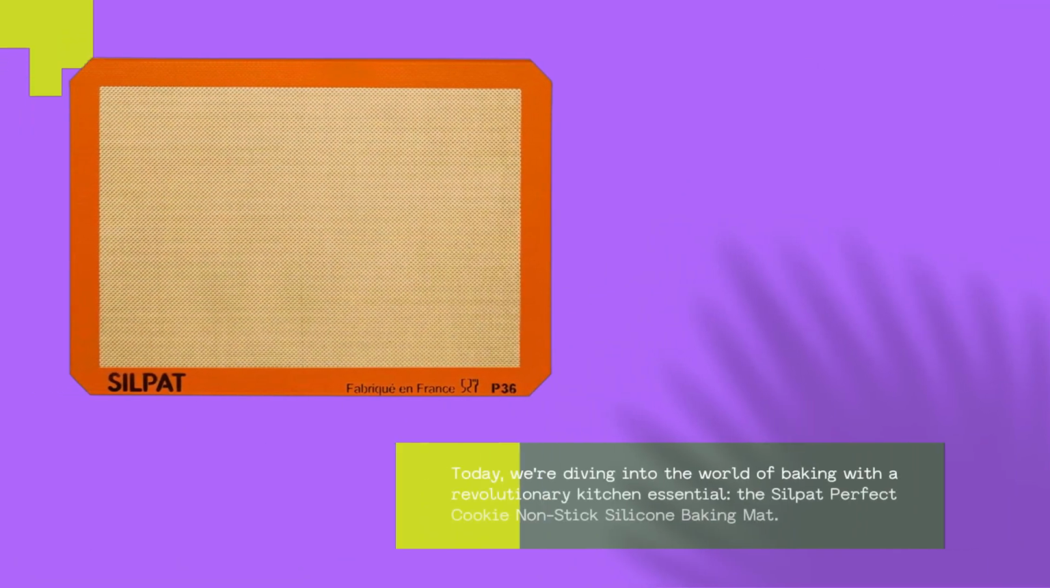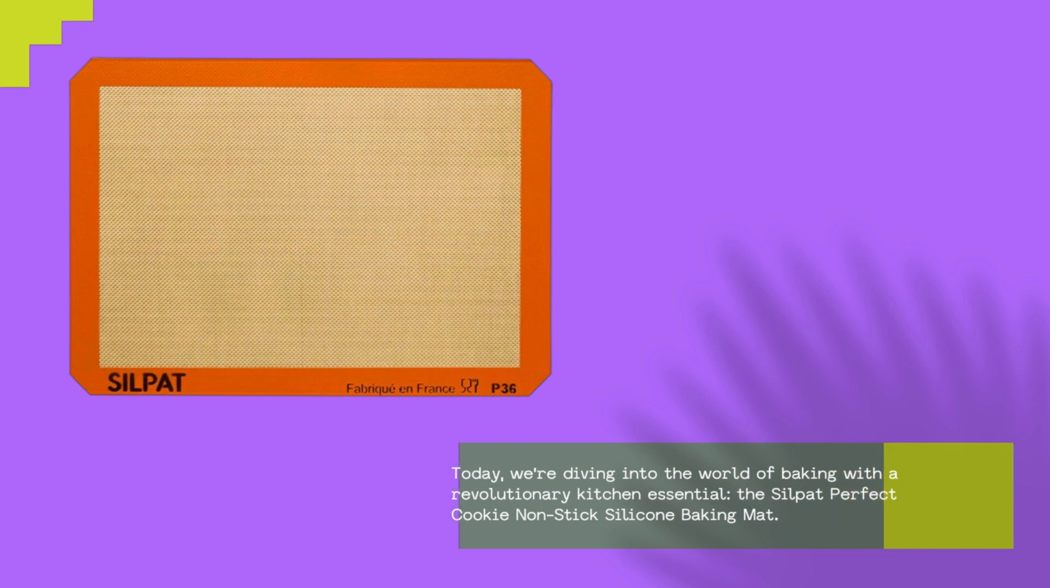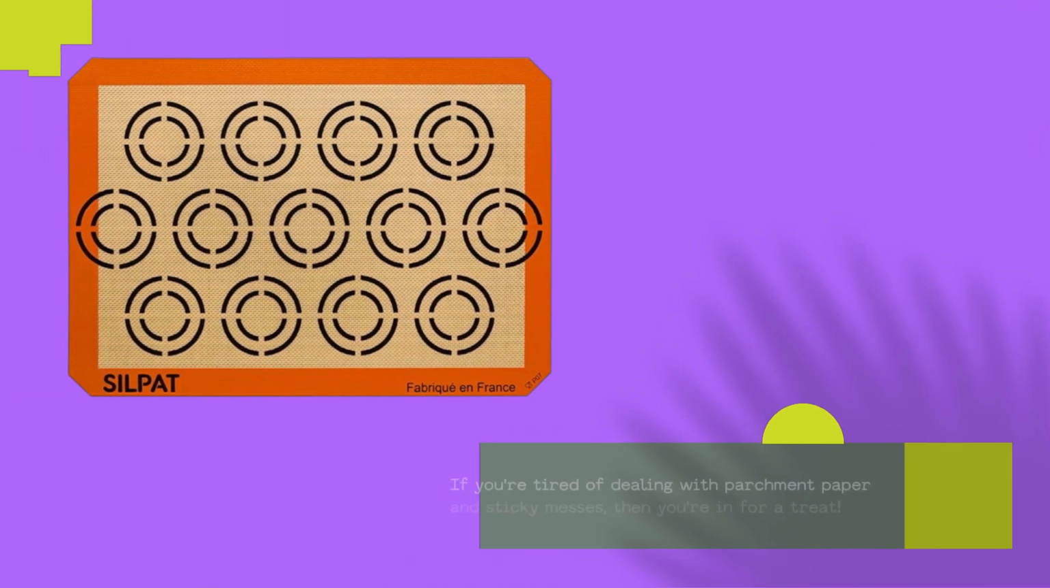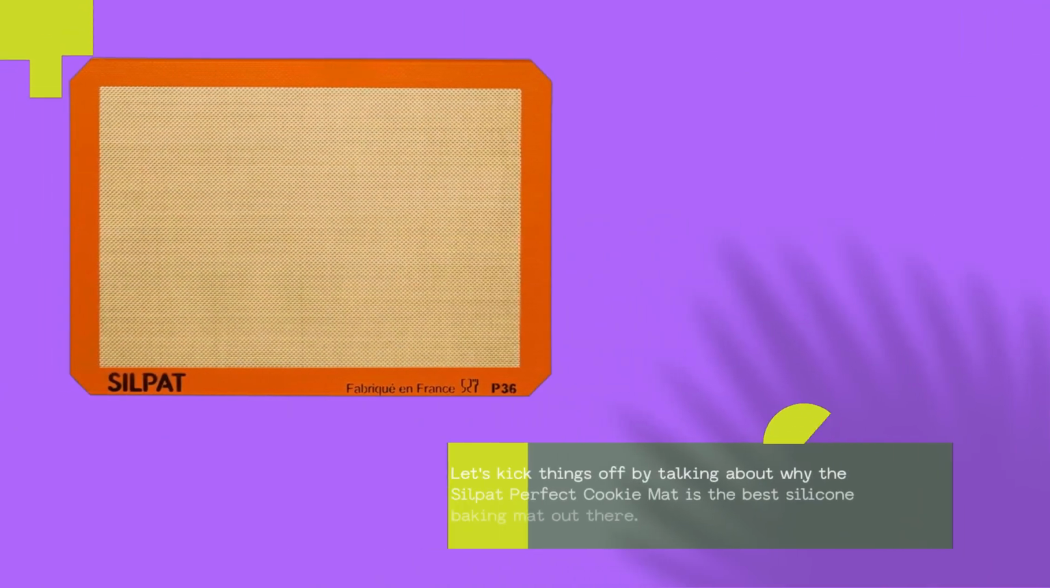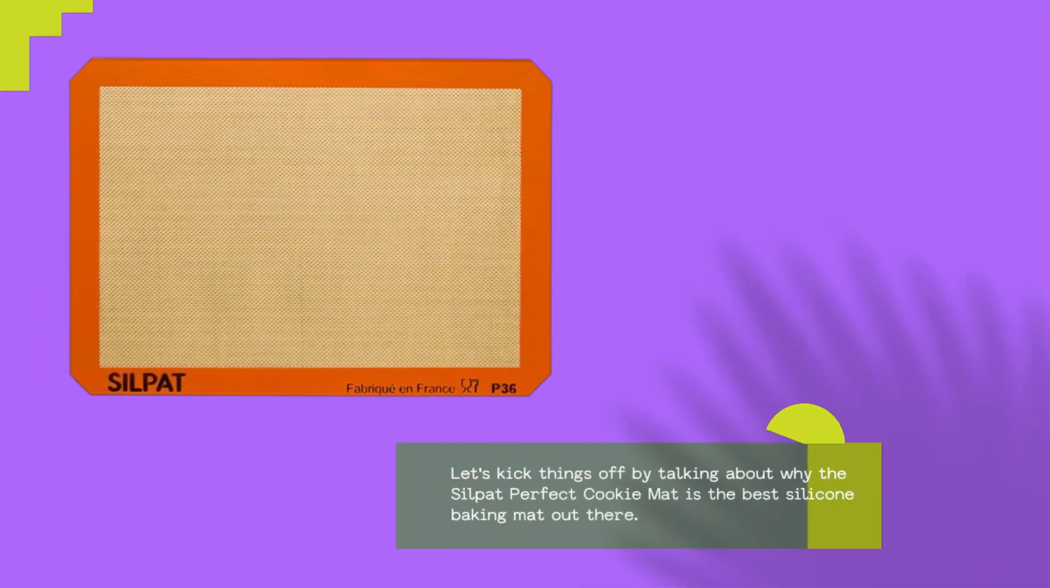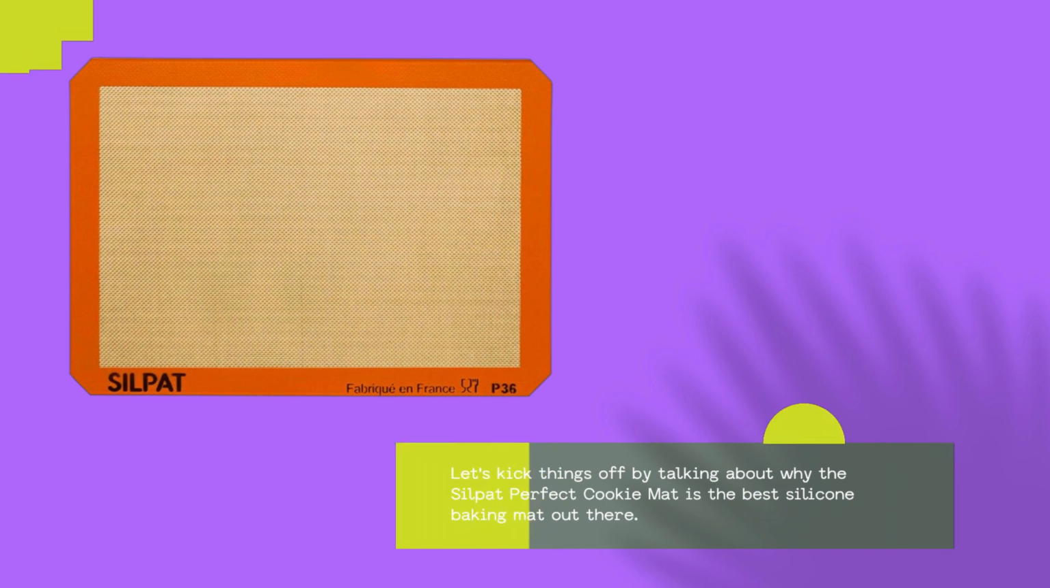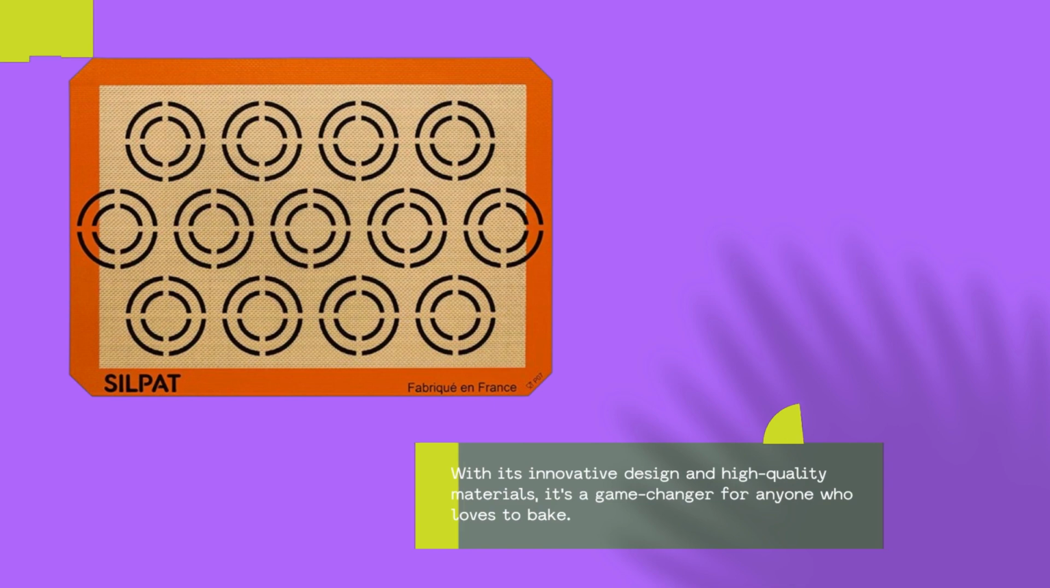Today, we're diving into the world of baking with a revolutionary kitchen essential, the Silpat Perfect Cookie Non-Stick Silicone Baking Mat. If you're tired of dealing with parchment paper and sticky messes, then you're in for a treat. Let's kick things off by talking about why the Silpat Perfect Cookie Mat is the best silicone baking mat out there. With its innovative design and high-quality materials, it's a game-changer for anyone who loves to bake.